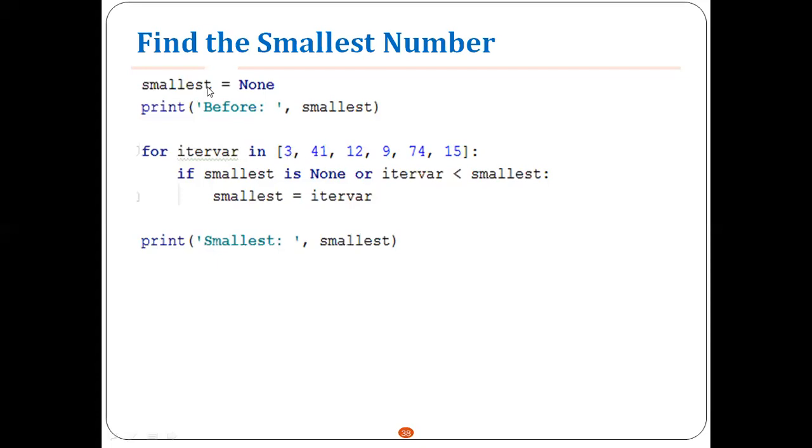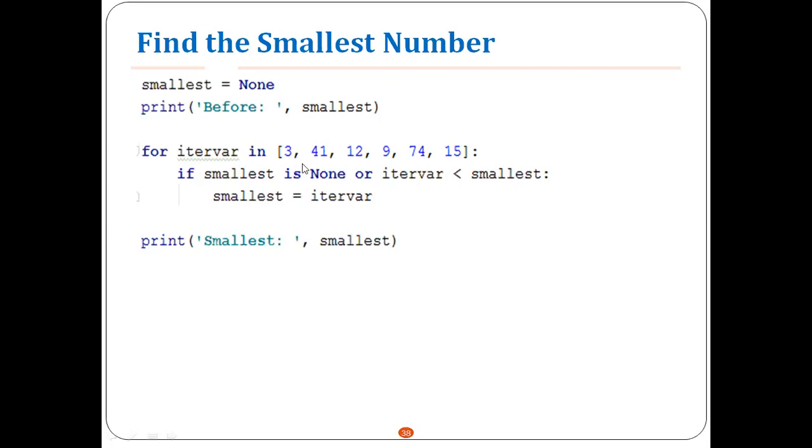Initially smallest is equal to None, right? So we are reading the first element, which is copied into the iteration variable. If smallest is equal to None, it is true, or the iteration variable, that is 3, is lesser than the smallest element? Yes, 3 is smaller than the None element. That's fine. Smallest becomes the iteration variable. Here 3 becomes the smallest element.